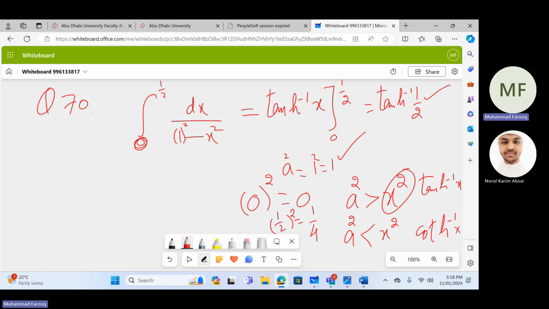In this case, yes, otherwise we cannot check the condition. The difference here is that it's 1 minus x squared. In the previous question it was totally different: that is A square plus x square, which is tan inverse x. This one is A square minus x square. Totally different, so be careful when you select the formula. Okay, now we can check one more question.